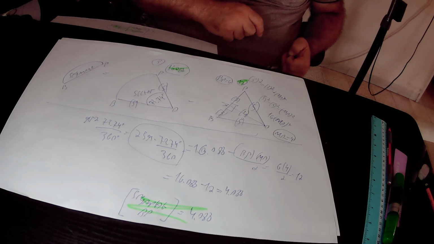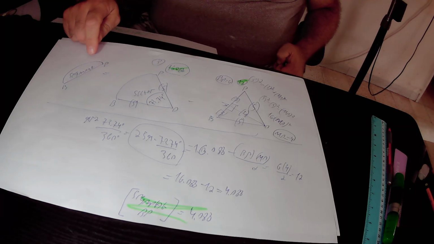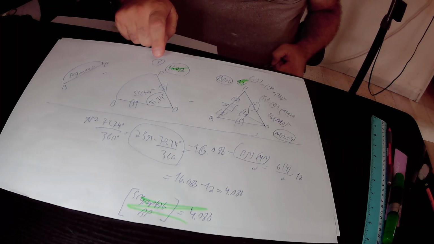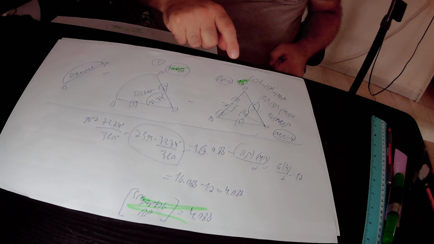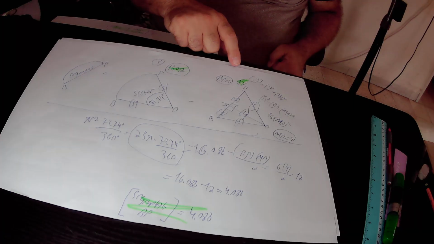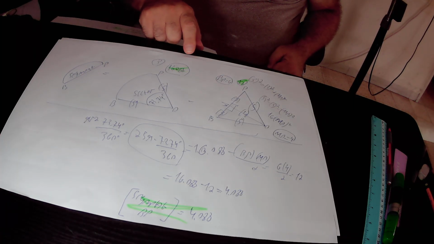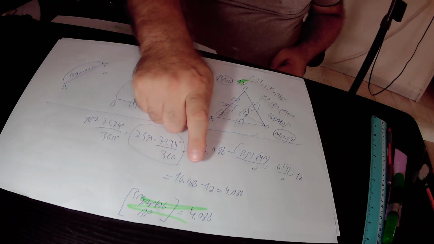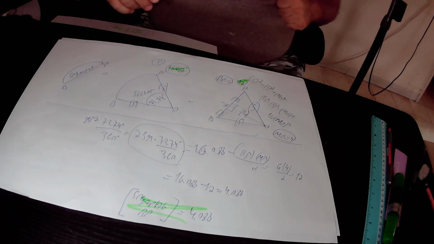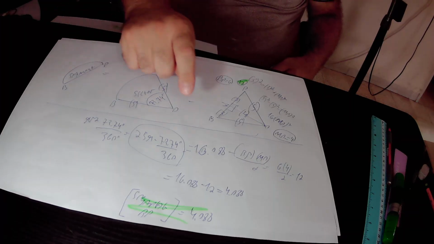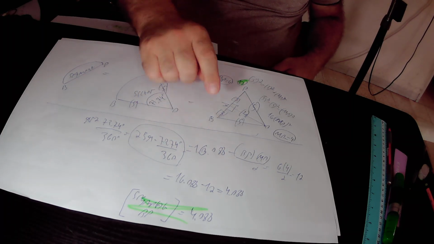And the area of this segment BP equals the area of this sector POB, that is 16.088 square units, minus the area of this isosceles triangle POB, that is 12 square units. So 16.088 minus 12 is 4.088. So in total we find that the area of this segment BP is equal to 4.088 square units in its size.